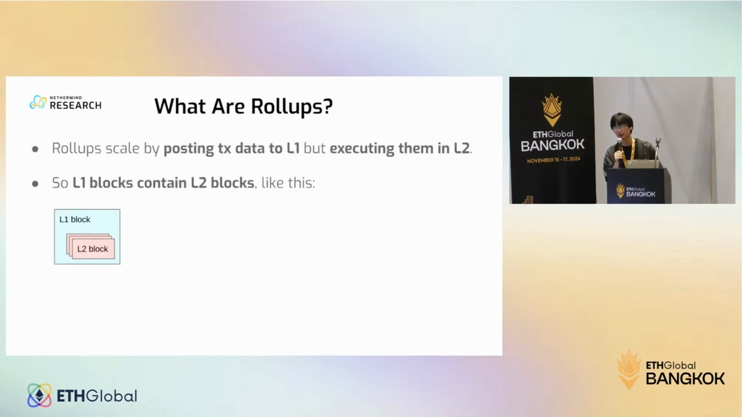So before starting, let's think about what rollups are exactly. Rollups are a technology that scales Ethereum by posting transaction data to L1, but executing them in L2. By not executing them in L1, you get the scale. In other words, you can think of rollups like this: the L1 blocks contain L2 blocks. So in the L1 block, you have a bunch of these L2 blocks within them.